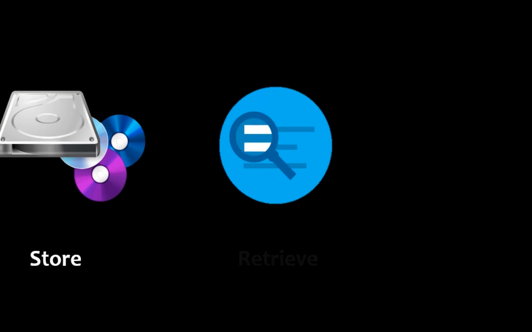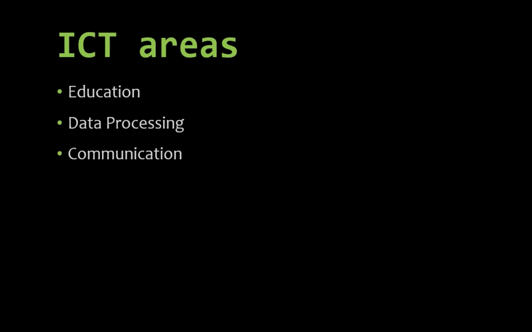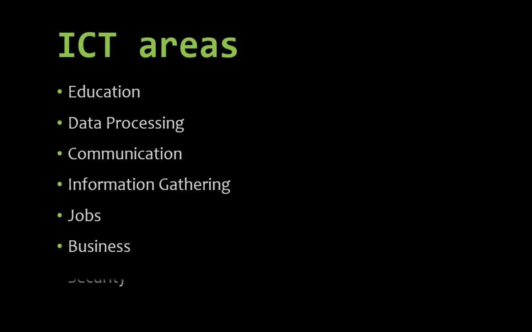ICT covers any product that will store, retrieve, manipulate, transmit or receive information electronically in a digital form. For example, personal computers, digital television, email, robots. ICT areas are education, communication, sports, traveling, shopping, security, social, business.